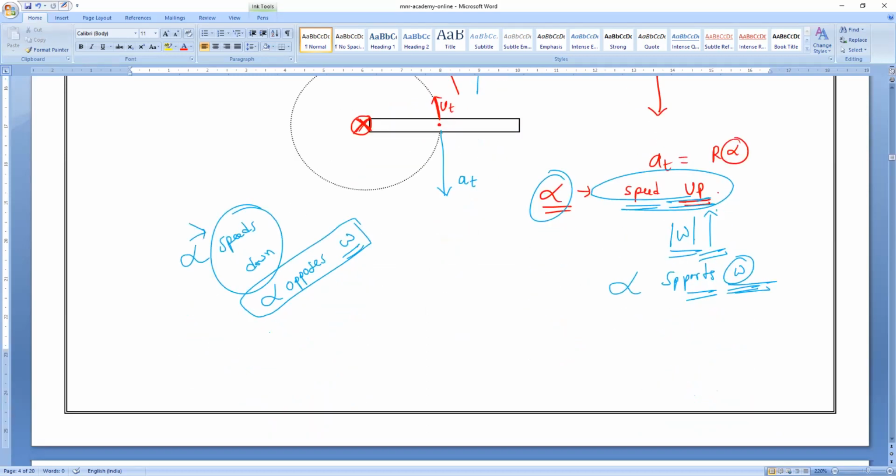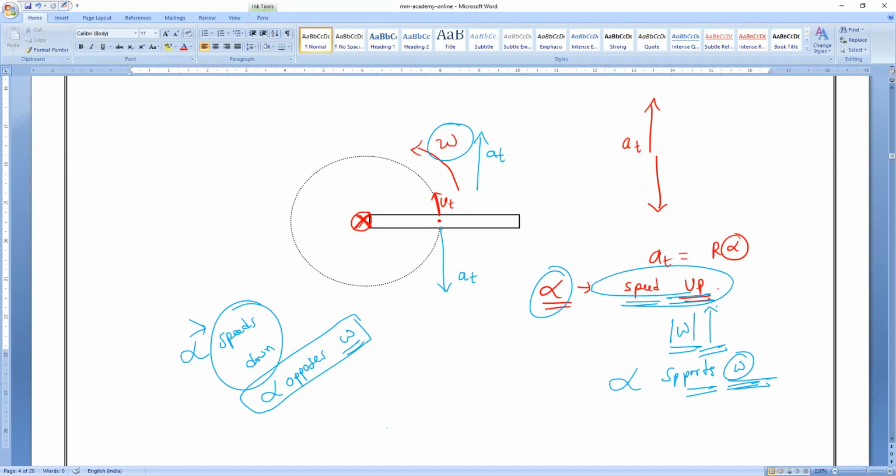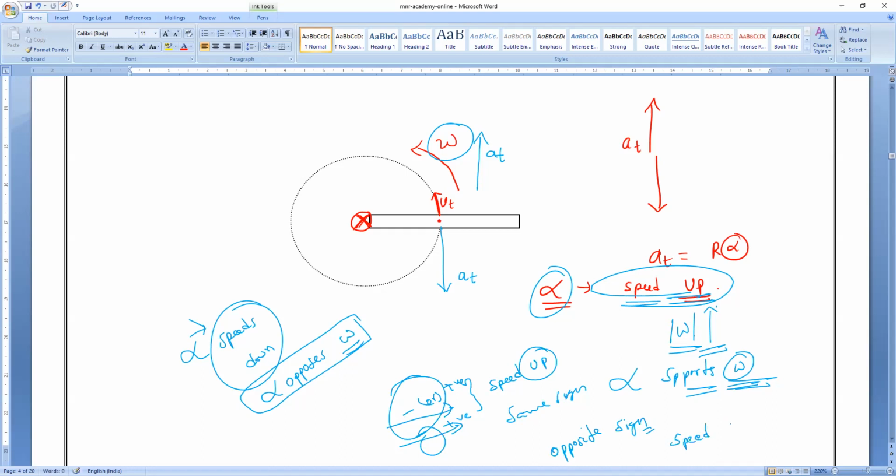If both are in the same direction, both negative or both positive, what will happen? Speed up. Same sign means speed up. Opposite sign means speed down. This we already studied two chapters before. Same sign means speed up. Keep it in mind.